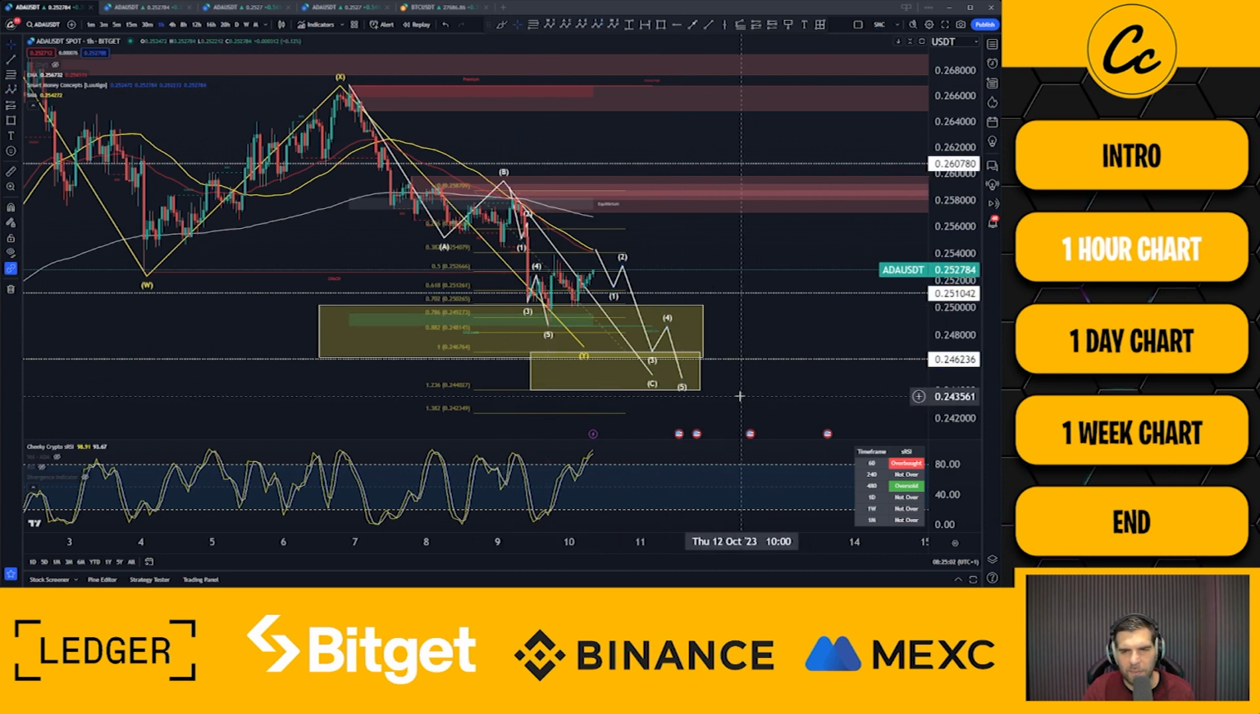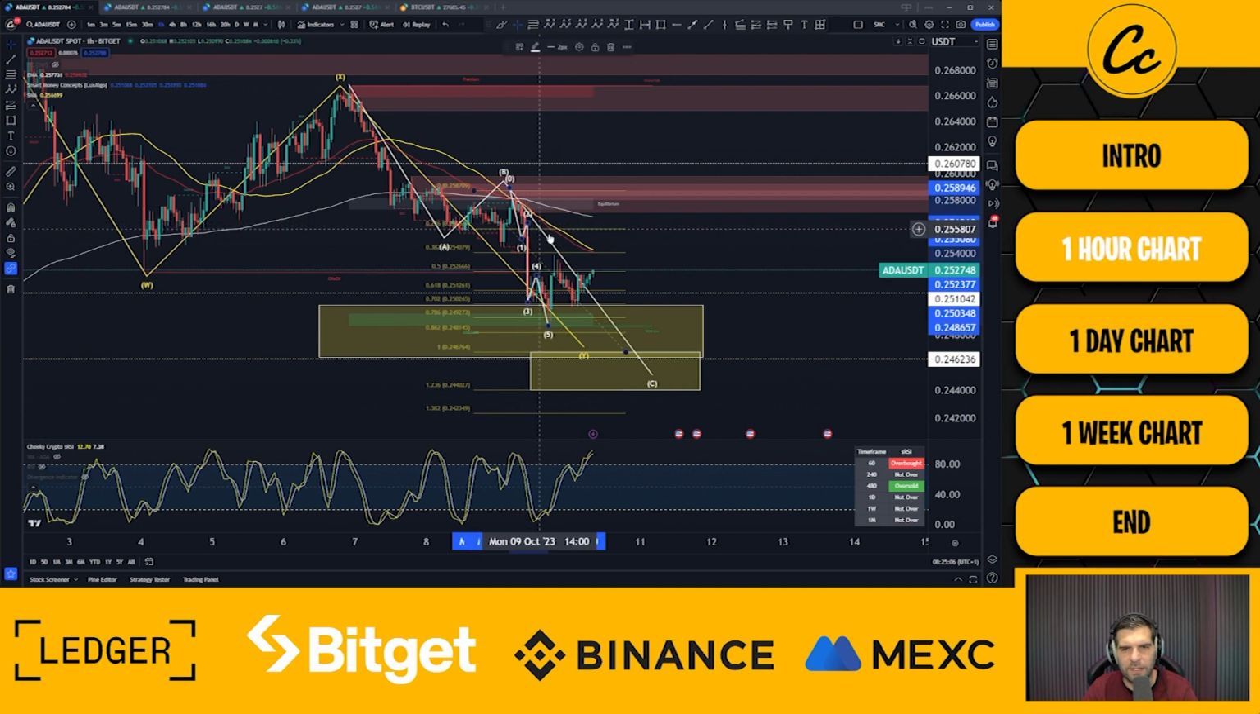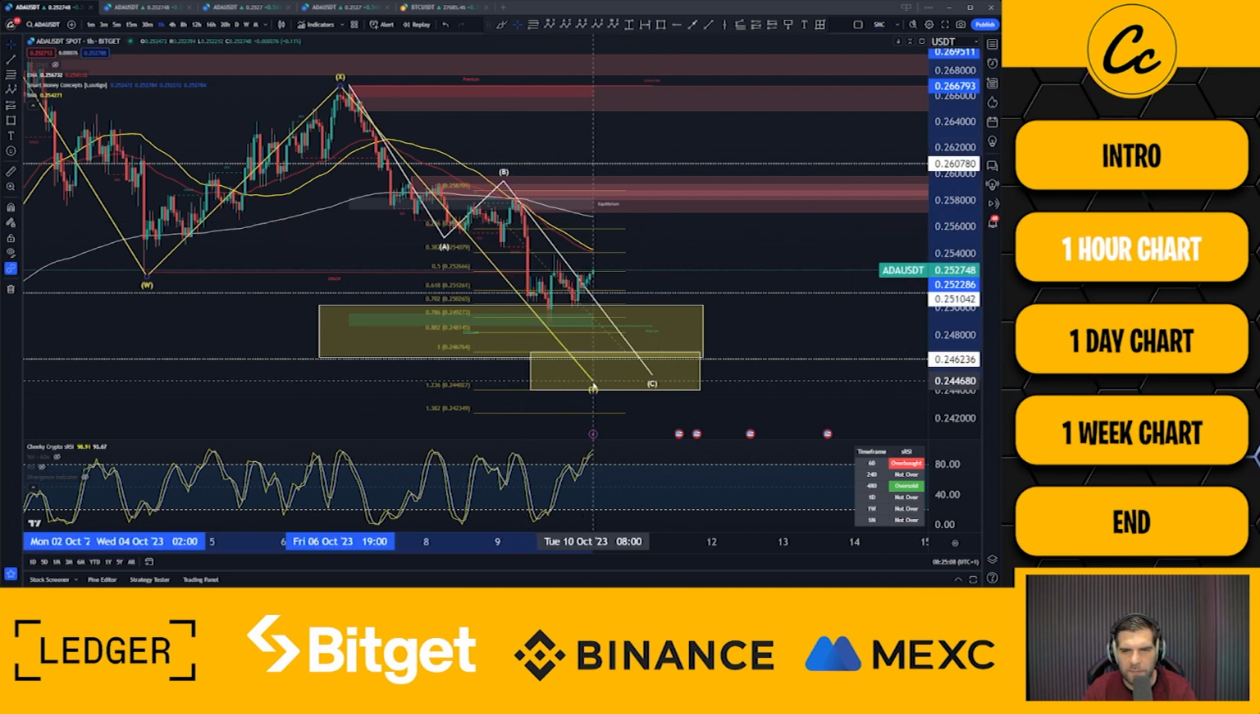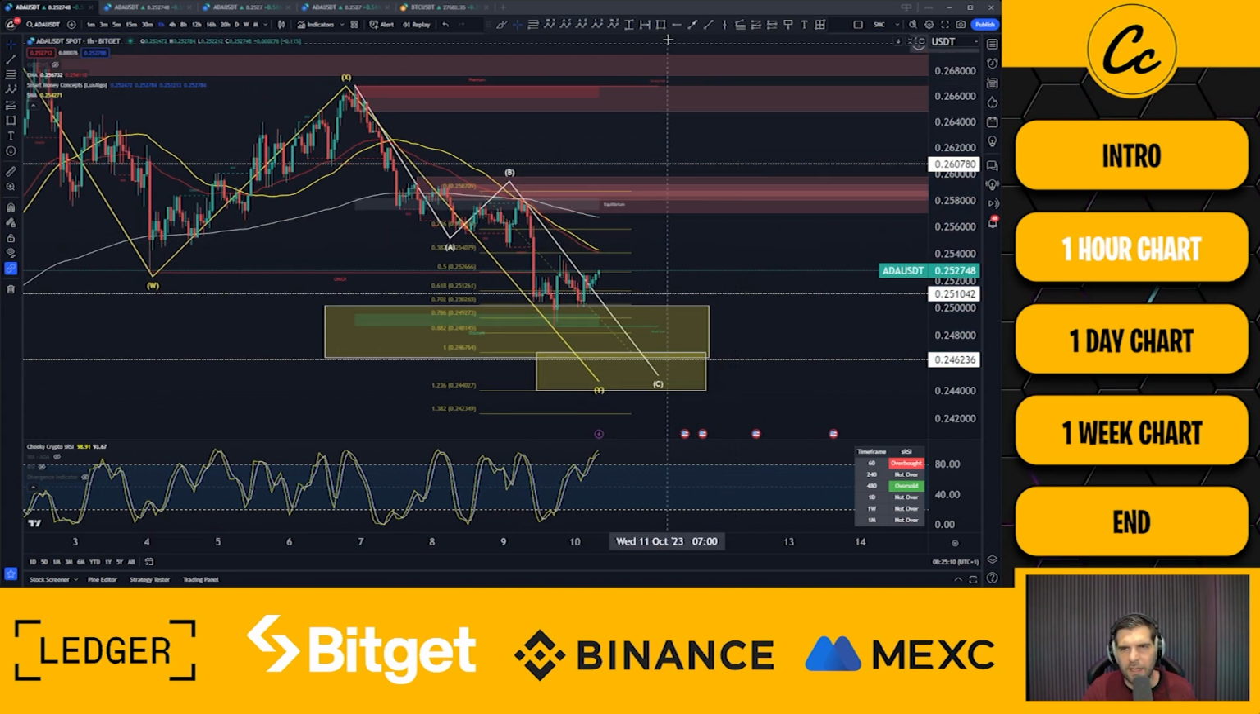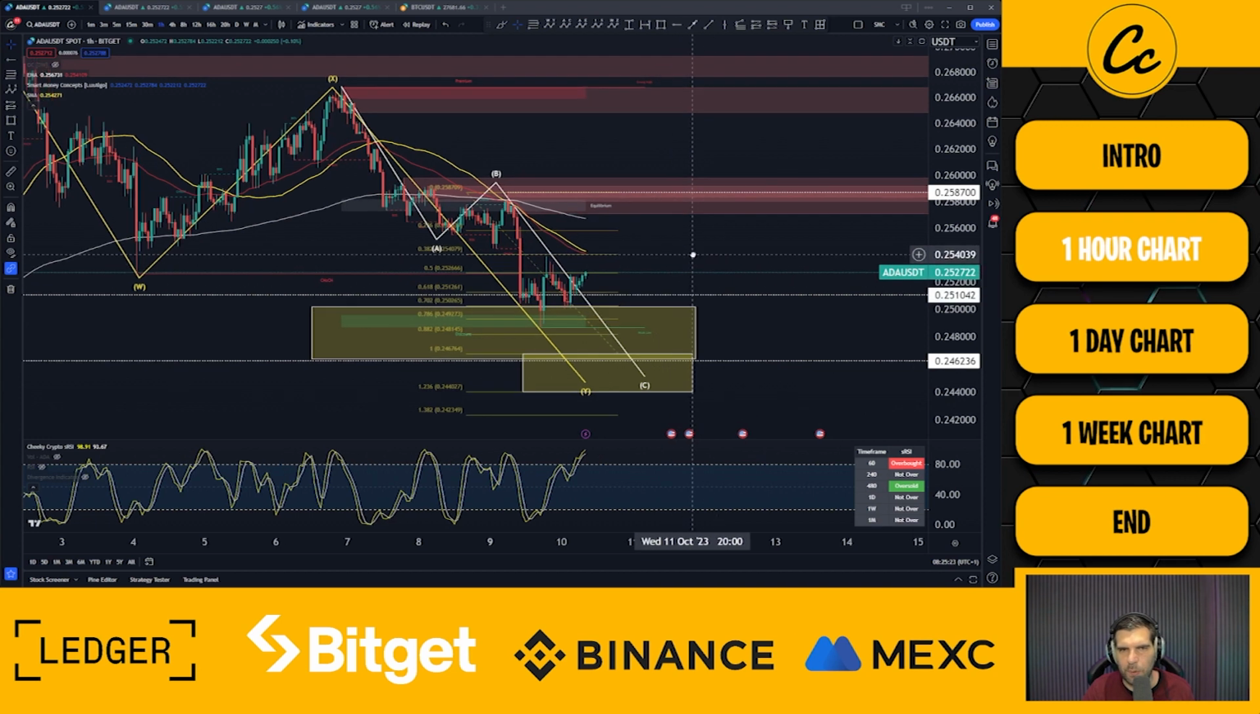Okay, it might not marry up fully with that first structure, but nonetheless, I'm going to leave it like this for now, and we'll see what happens there. Any move above our swing high here at 25.87 is basically going to be the breakout of our structure, and a continuation of the move to the upside should be seen at that point.